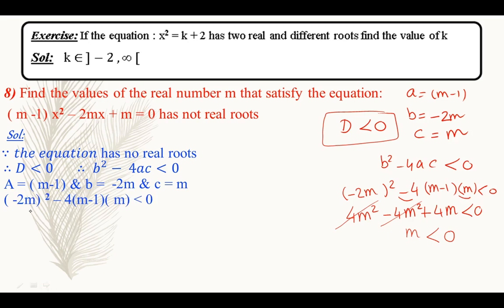Here again, negative 2m for all power of 2: first, power 2 will cancel the negative, 2 power 2 will equal 4, and m power 2 will equal m power 2. So 4m power of 2 minus 4m power of 2 plus 4m is smaller than 0. 4m will cancel negative 4m, so 4m smaller than 0, so m will be smaller than 0. So m will belong to the open interval from negative infinity to 0.